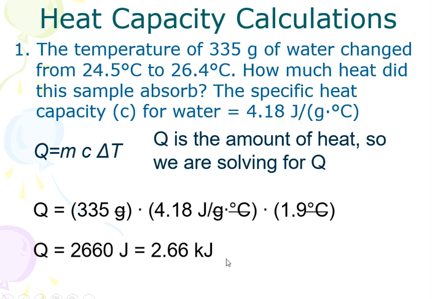Now how am I getting this number? Well, there are 1,000 joules in a kilojoule. Kilo means 1,000 times, so that would be 2.66 times 1,000 to get our joules. So these are equivalent numbers. This would be the amount of heat that would have to be absorbed by this much water in order to raise the temperature from this degree to that degree.